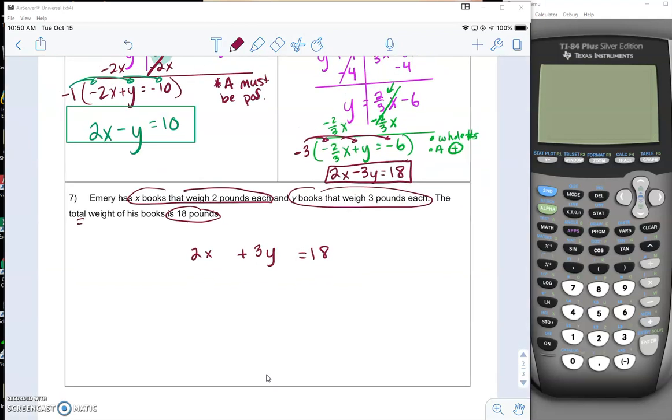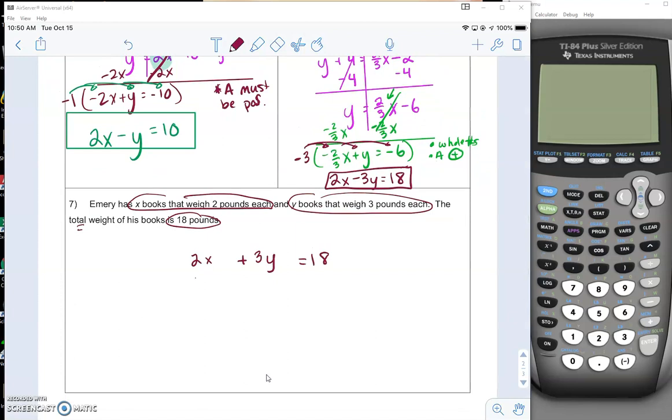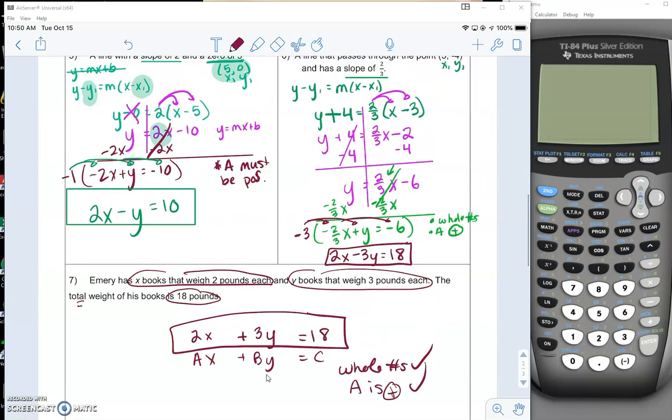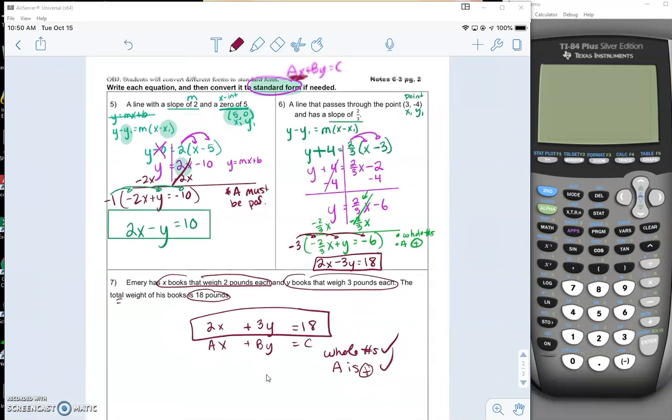We want our equation to be in standard form, and this one actually already is, because we have ax plus by equals c. We have whole numbers, and a is positive. This concludes the video to note 6.3.